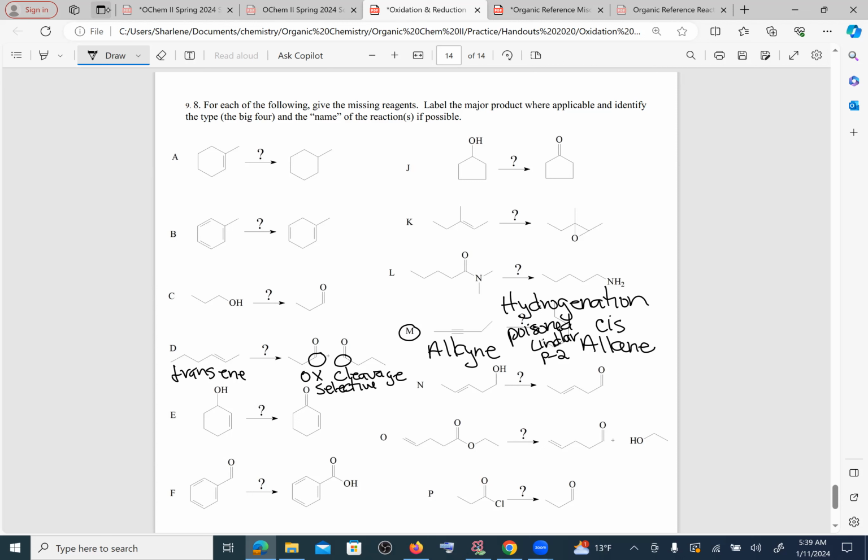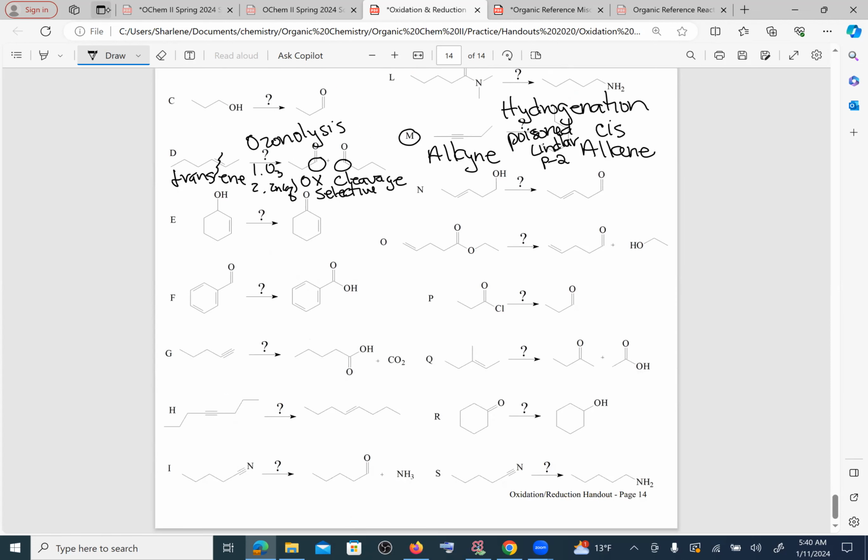Hmm. KMnO4. KMnO4 goes all the way up to carboxylic acid. What was that other one? If it's not right off the top of your head, you can go back to the sheets. But this one is ozonolysis. And then we could put the actual conditions. All right. I hope that kind of gives you an idea of how to work it out.